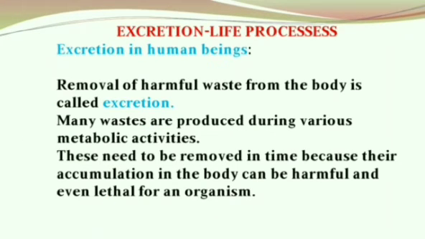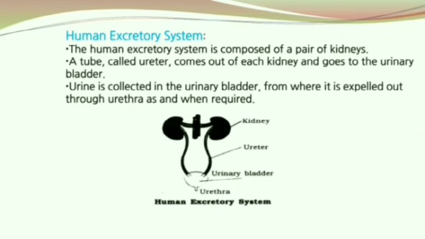To sum up, excretion is the removal of harmful waste in the body. This needs to be removed in time because accumulation can be harmful and even lethal. Coming to the human excretory system, it is composed of a pair of kidneys, a ureter which comes out of each kidney, and the ureter enters into the urinary bladder. Urine is collected in the bladder and expelled out through the urethra.